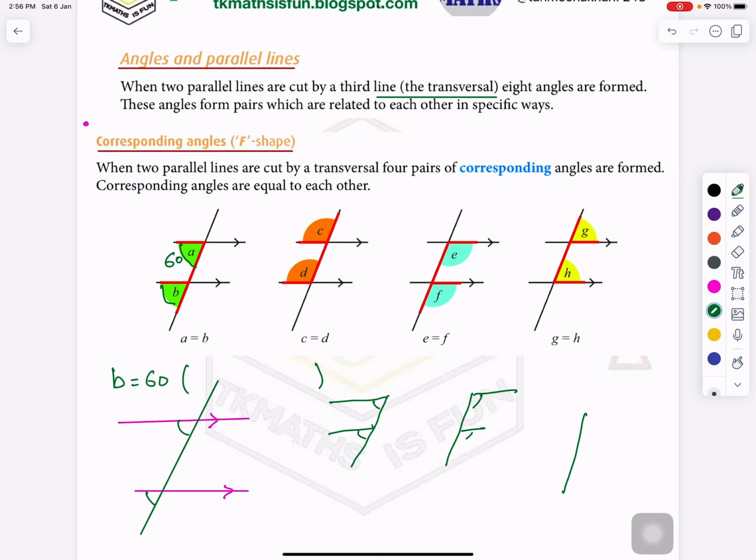Similarly, this orange one, now this is, if you see, is F in the opposite direction. If you look at this is your F in this direction. What about this one? Like this. So you can have F in any direction. So the angles which are inside and outside, they are equal to each other.